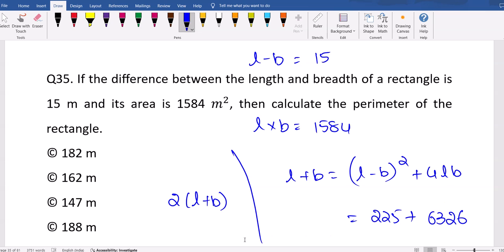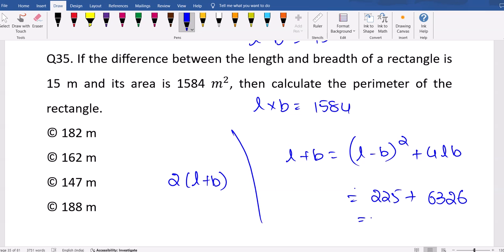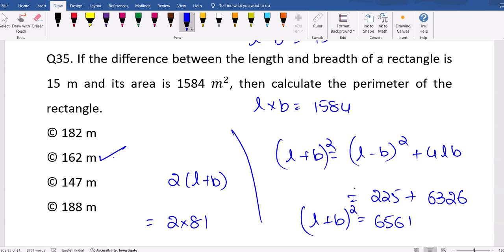4 times 1584 is 6336, plus this 225 adding, we got 6561. 6561 is the square of 81. This is a whole square, sorry, (L plus B) whole square, so L plus B is nothing but 81. So 2 into 81, 162, is your answer. 162 is your answer.